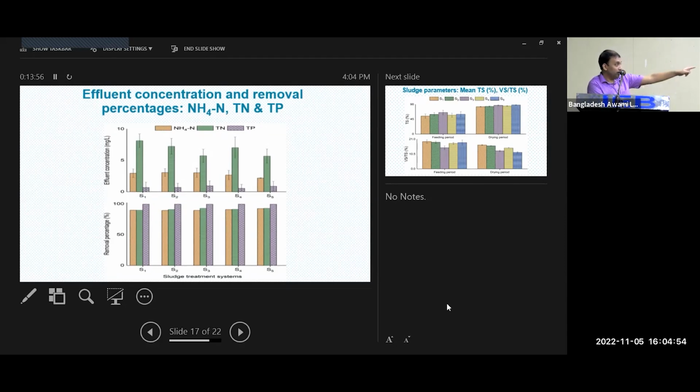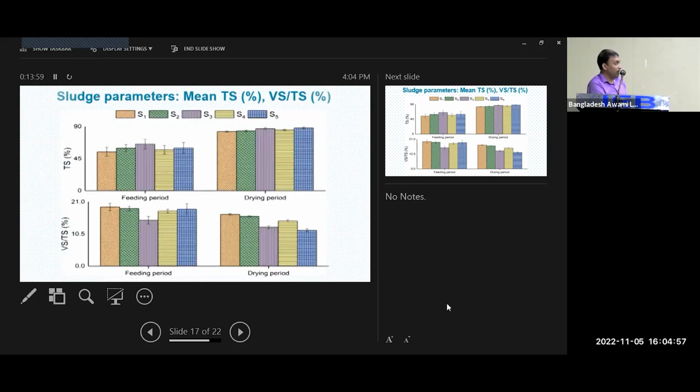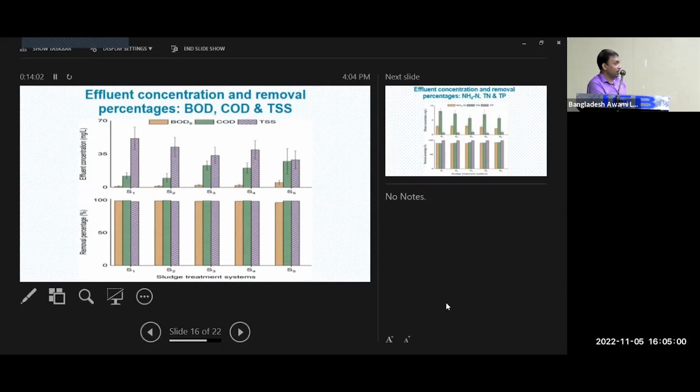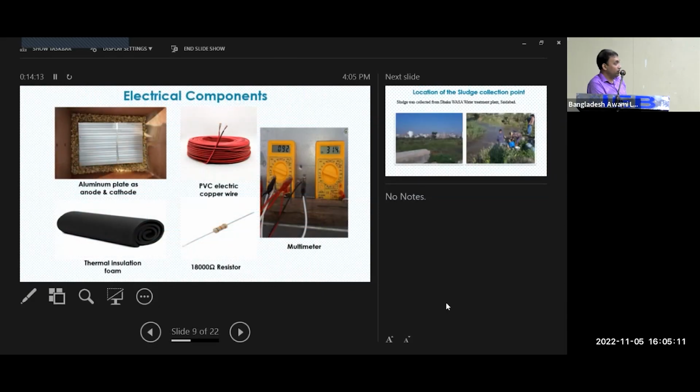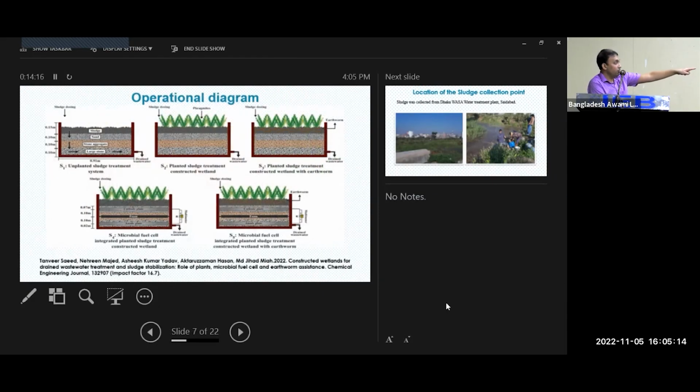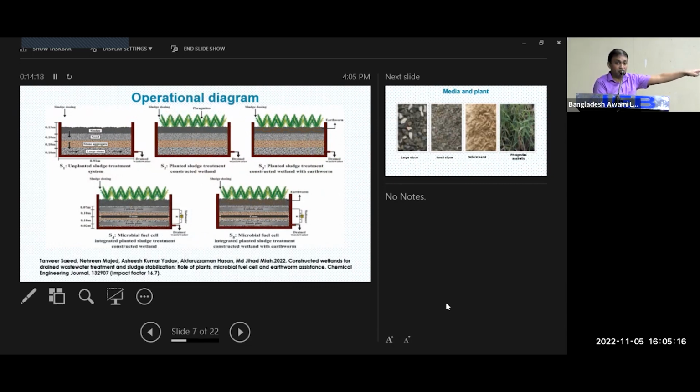Here, we saw that the microbial fuel cell, if we go back, I will show this figure for once and then I will refer. This system, S5, the microbial fuel cell with earthworm, was the best system for nitrogen removal because earthworms have burrowing capacity. They create cracks in the sludge. So atmospheric oxygen goes inside the wetland system, and that helps the aerobic bacteria, that means nitrifiers, that remove the ammonium. So it was better than the other systems.